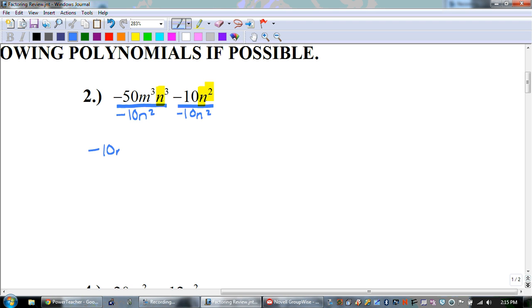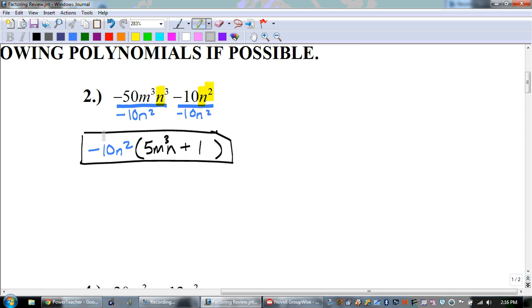My GCF comes out in front, and then my remainder goes inside the parentheses. So negative 50 divided by negative 10 is a positive 5. I still have the m cubed, and n cubed divided by n squared is n. And the negative 10n divided by negative 10 is a negative divided by negative is a positive, and then that comes out to be a 1. And that is all I can do. So that is my final answer.